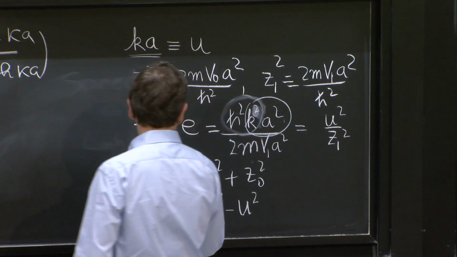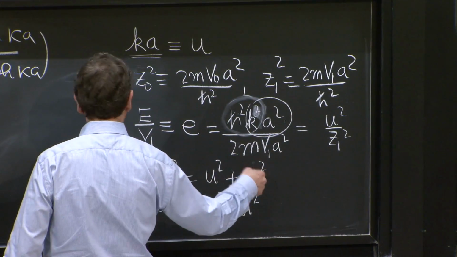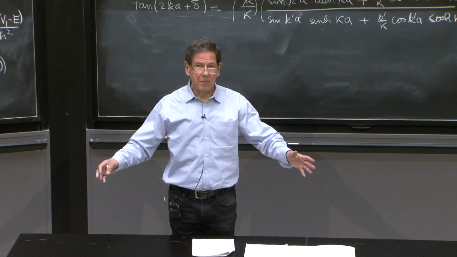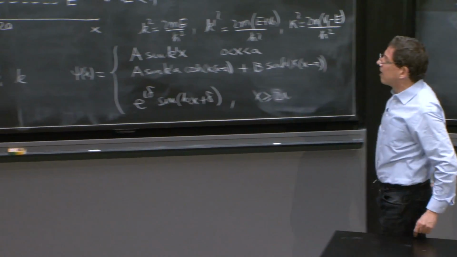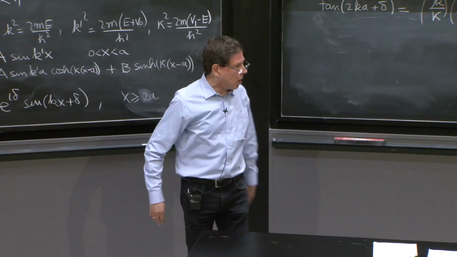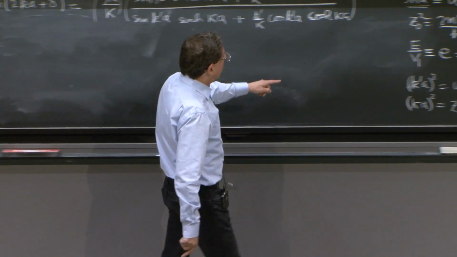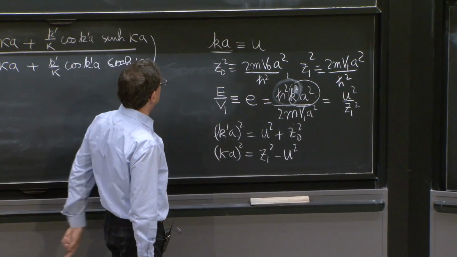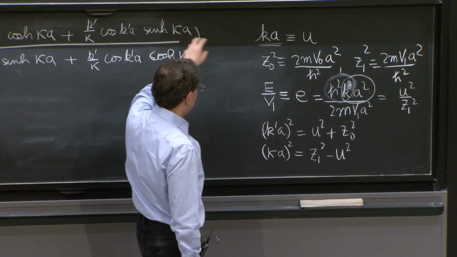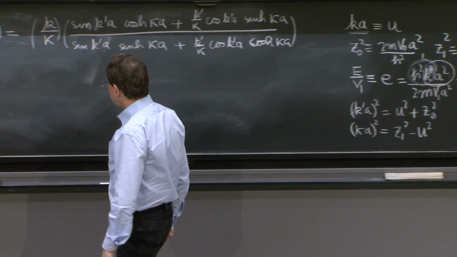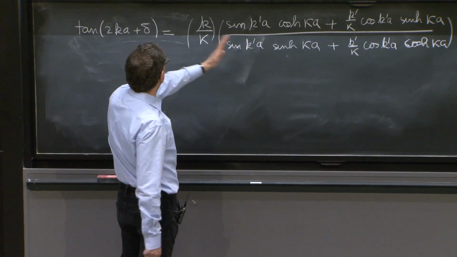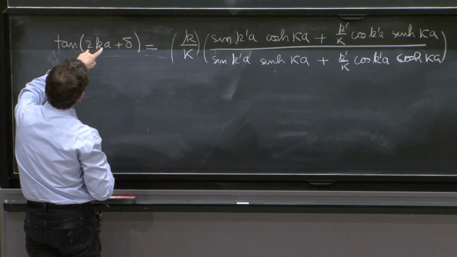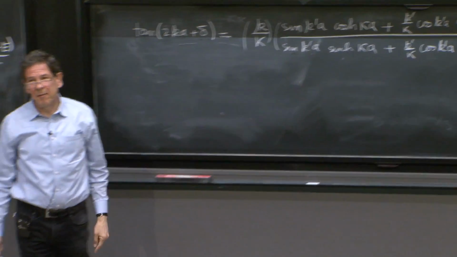So everything becomes a function of u. Wherever you have a k prime a, you have a square root of u. Now, somebody has to give you the values of z0 and z1. Those are the data of the potential. z0 and z1 are numbers, you know them. Therefore, you know kappa a as a function of u, k prime a as a function of u, and ka, which is u. Therefore, this equation becomes a function of u. You can use arctangent here and solve for delta.